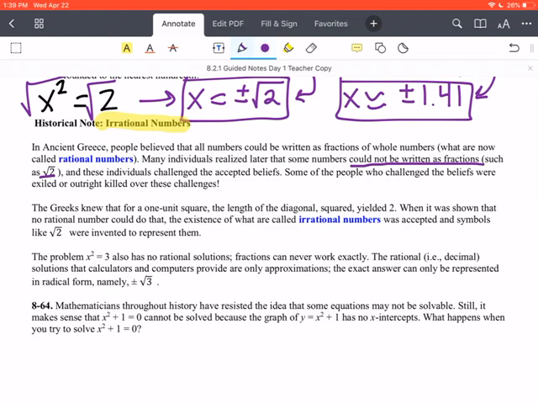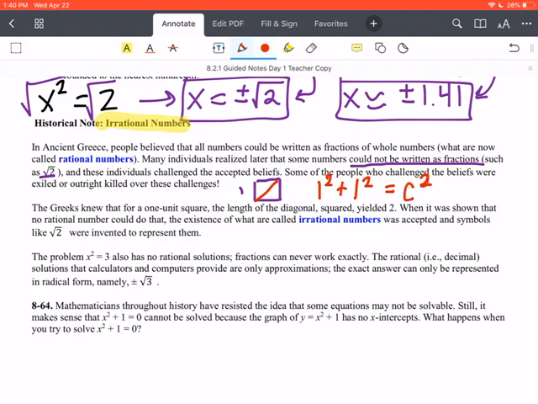Second paragraph. The Greeks knew that for a unit square, so if we have a square and each side has a length of 1, then the length of the diagonal, which I'm going to draw in red, the length of the diagonal squared yielded 2. And we now know the Pythagorean theorem says in a right triangle, leg 1 squared plus leg 2 squared is going to equal the hypotenuse squared. So we can call that c squared.